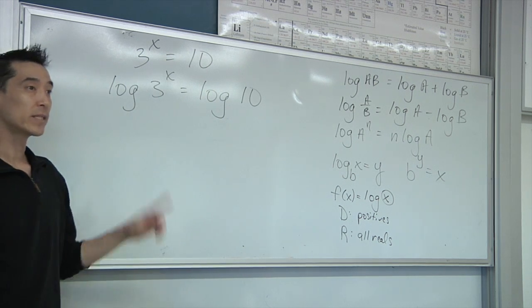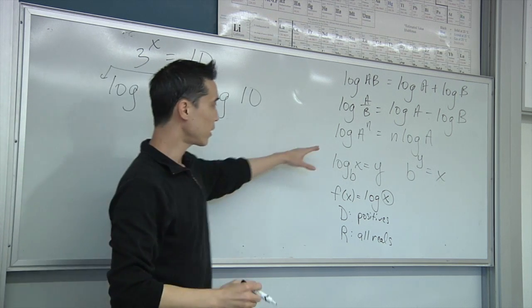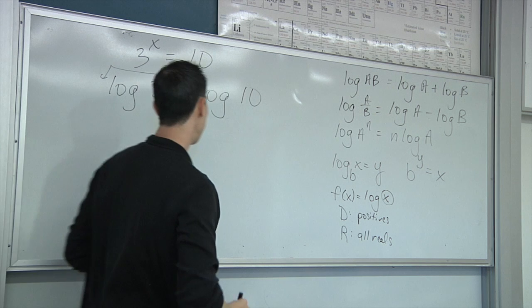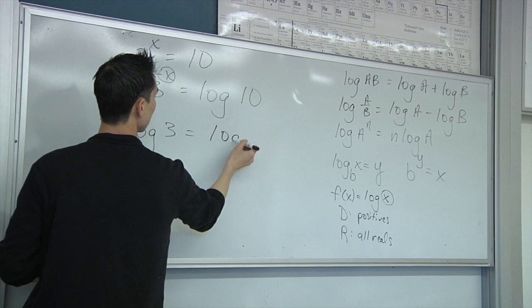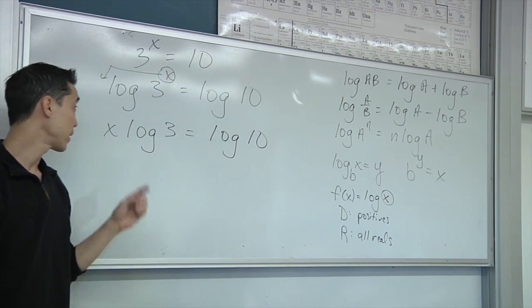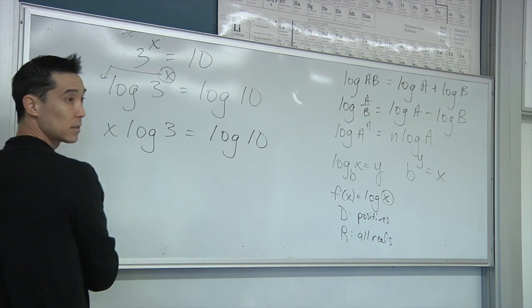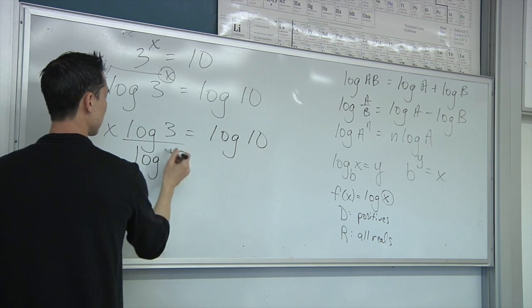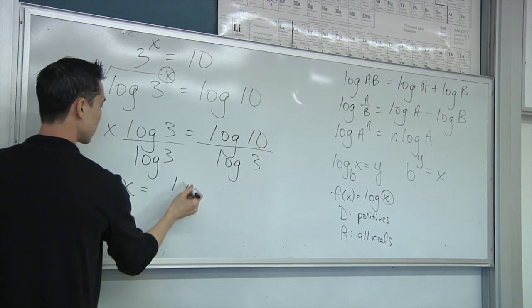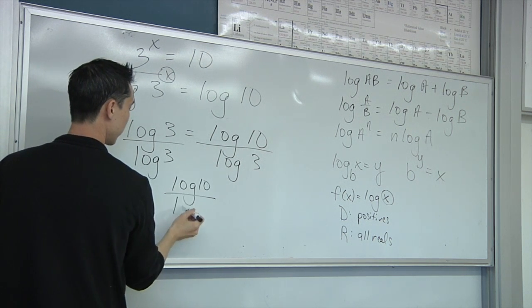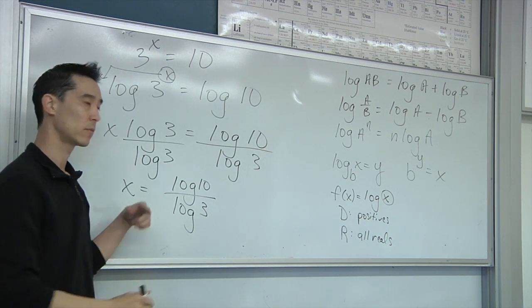The reason we take log of both sides is now I can bring that down using my power rule. So now look what we have: x times log of 3 equals log of 10. So that's it? No, we have to solve for x. x is being multiplied by log 3, so divide both sides by log 3. And we have x equals log 10 divided by log 3. What is log 10? 1. Everybody know that?